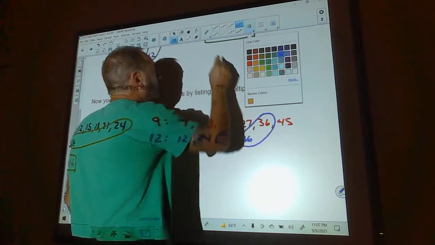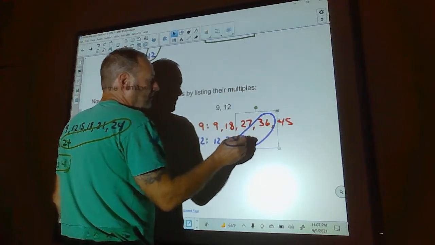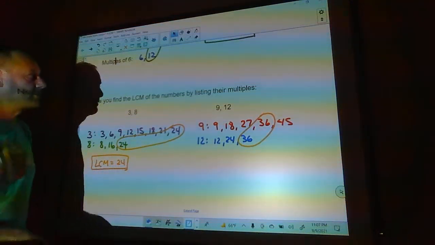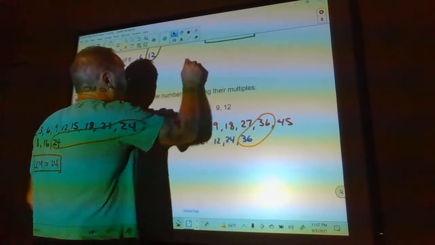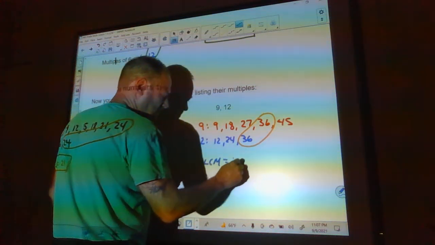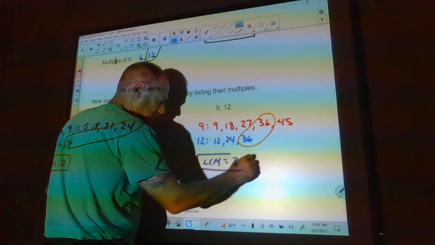36 right there. Whoops, that was supposed to be a nice Texas orange color. Okay, so our least common multiple is going to be 36.